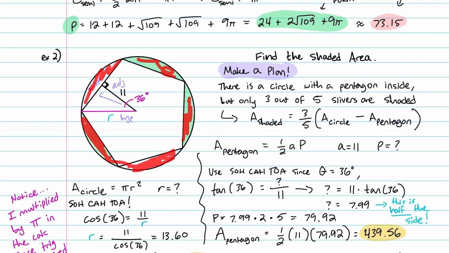So if I only want 3 of them, right, because there are 5 parts in total, that's why we multiply by 3/5 here. So I figure out the area of the circle, the area of the pentagon, I take the pentagon away from the circle, that gives me the area of all 5 of these, and when I multiply by 3/5, that gives me just the 3 that I have shaded out of the 5.